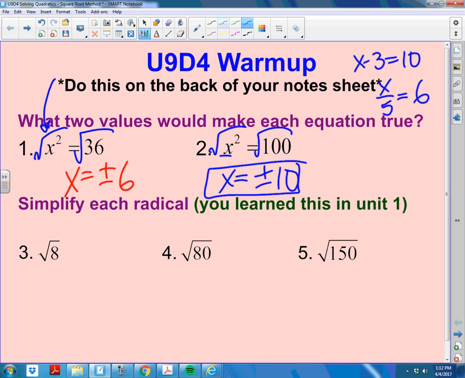From now on, every time you find the square root of something, you actually have two answers that you're going to give me. Unless it's the square root of 0, you're going to give me 2 answers. Okay? Square root of 0 only has 1. The rest of them all have 2.